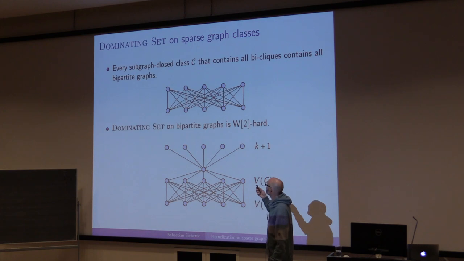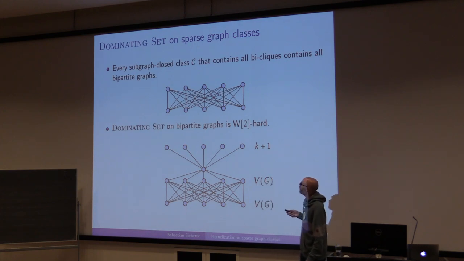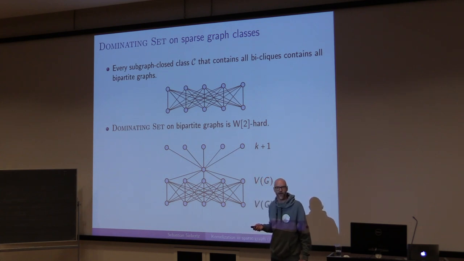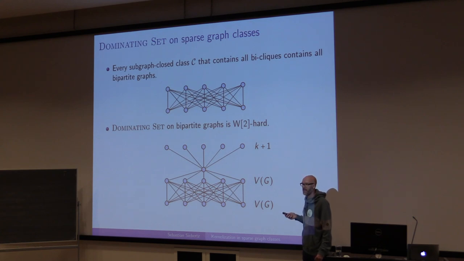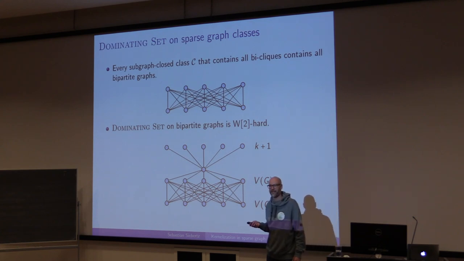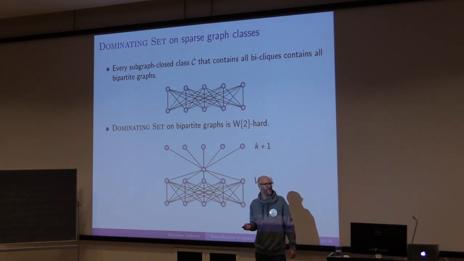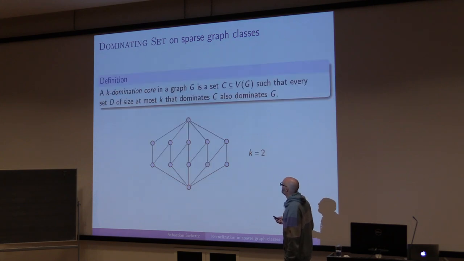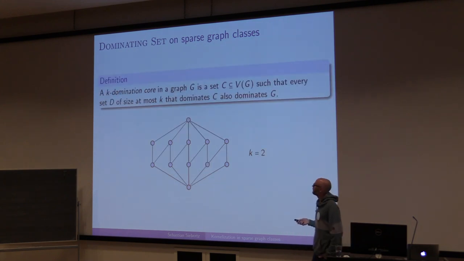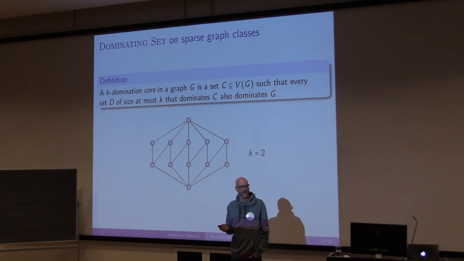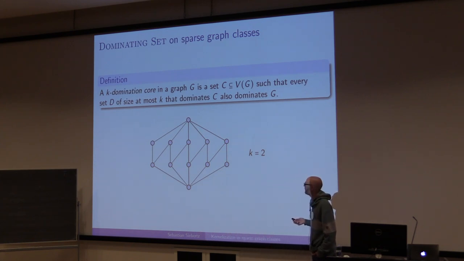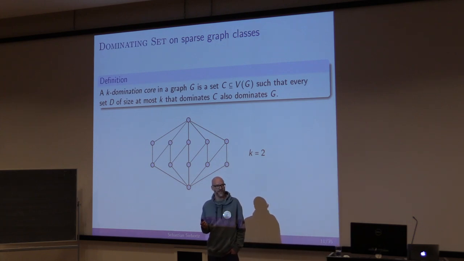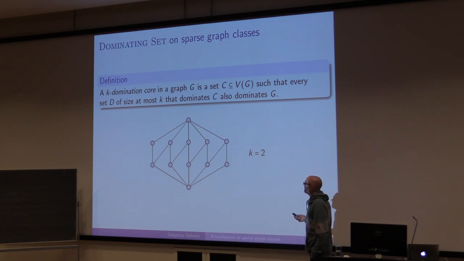And yeah, if we have a subgraph closed class and we have all bicliques, then we will have again W2 hardness. And the question is now, can we do it nicely if we exclude some biclique, yeah, some K_t,t, some complete bipartite graph with t vertices on each side. And in fact, we can do it. The one way to do it is with the use of domination cores. This is the approach to do it today. There were many results who designed explicit FPT algorithms first. Now, the way to go is via domination cores.